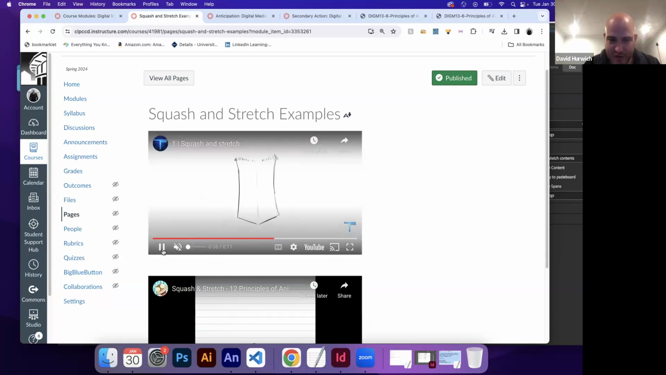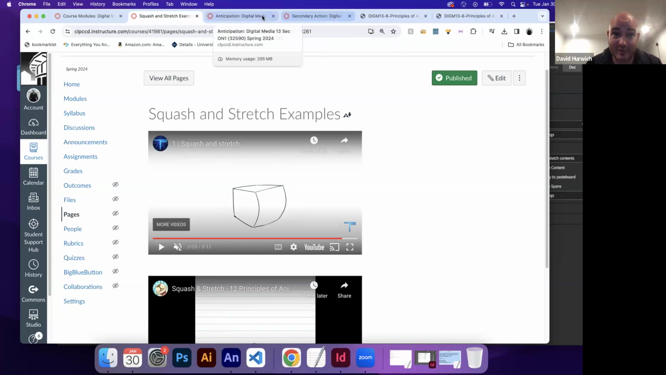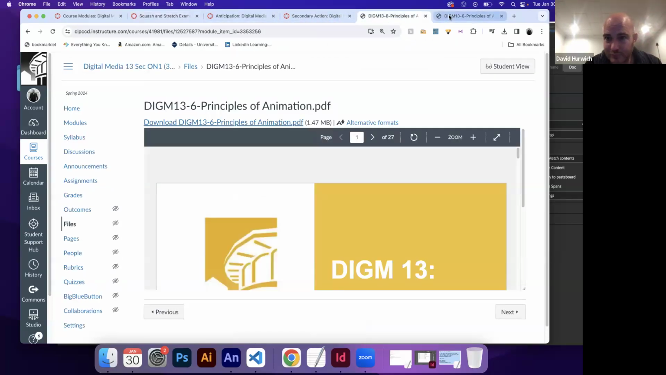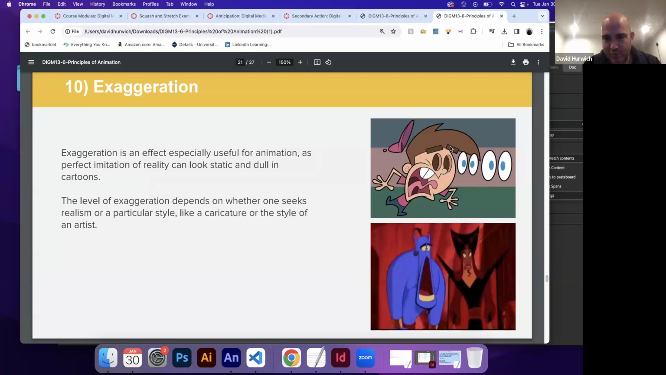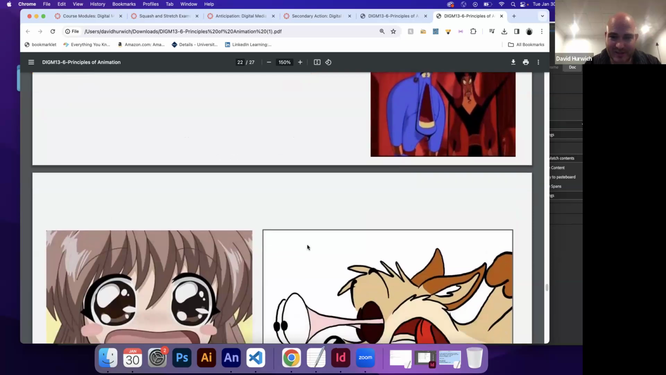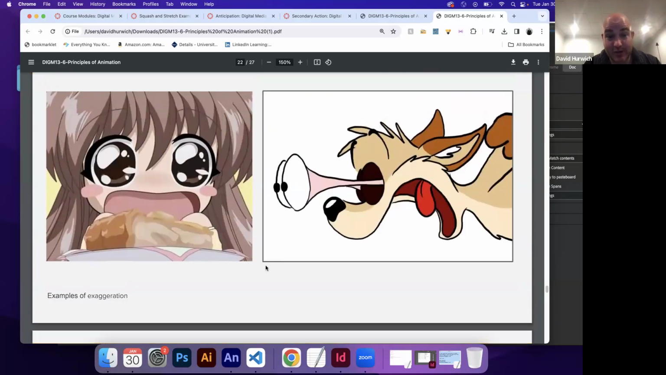This kind of weird stretchy arm that comes out, that's an exaggeration of reality. So, big bug eyes, giant jaw dropping, something like that. These are all exaggerations, okay?